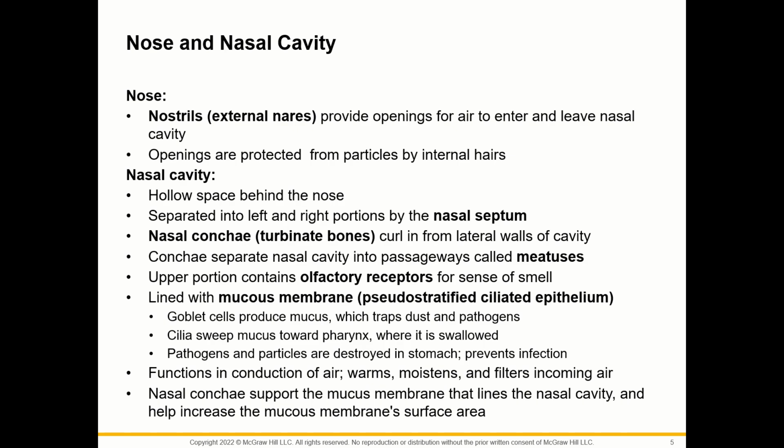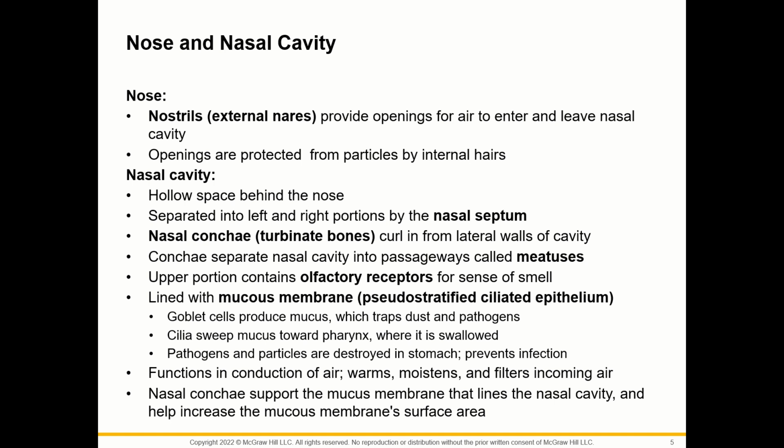Let's talk about the nose. The nose consists of nostrils, which are also called external nares, and they provide openings for air to enter and leave the nasal cavity. The openings are also protected from particles by internal hairs that sometimes stick out if they get too long, right?